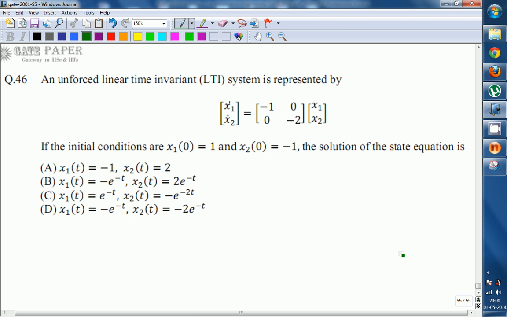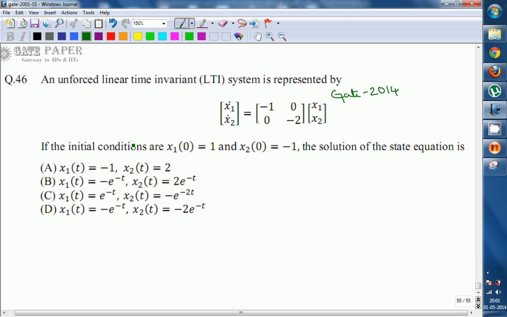Hello. Now we are going to see the question from GATE 2014 ECE paper from the signals and systems subject. So here the unforced linear time invariant system is represented by the matrix x1 dot x2 equals minus 1 0 0 minus 2 multiplied with the x1 x2 column matrix.